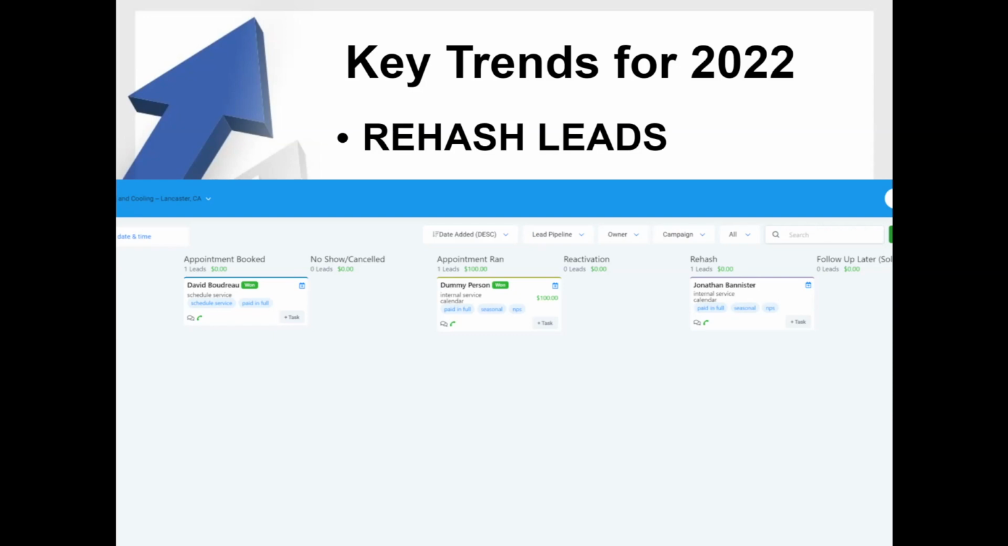So for us, it's building out a rehash program that uses text message, emails, ringless voicemail drops, and forced phone calls from your comfort consultant or selling tech that forces them to make that phone call back to the customer. But again, touching them 6, 7, 8, 12 times if we have to over a series of several weeks, just to make sure that if they're still interested, we want them to be interested in you and not interested in one of your competitors.